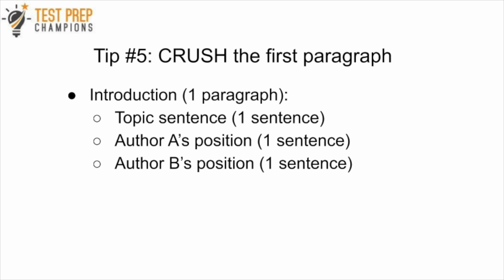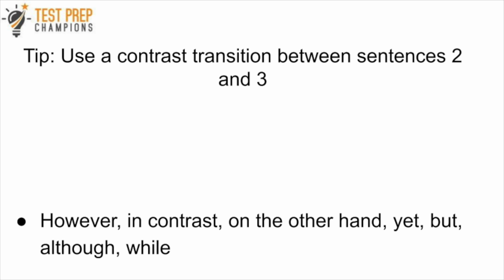All right, so tip number 5, let's keep moving here. You want to start off with the topic sentence, and the next thing that you want to do is just state what both authors' positions are. Now, I like to do each in one sentence, so I state author A's position in one sentence, and then author B's position in another sentence, but you can combine them into one sentence if you want to. Here's a great tip: use a contrast transition between sentences 2 and 3.